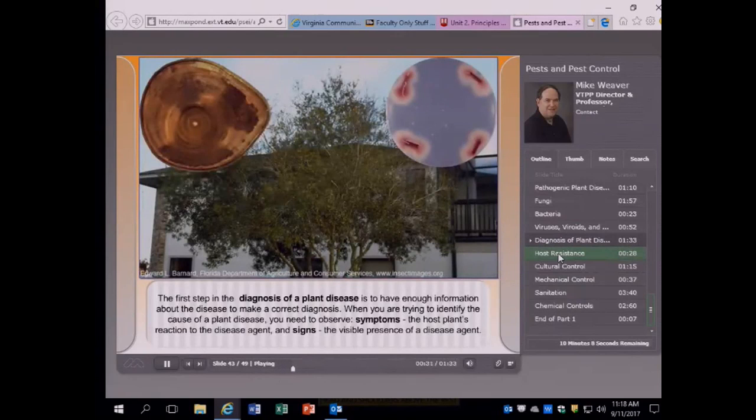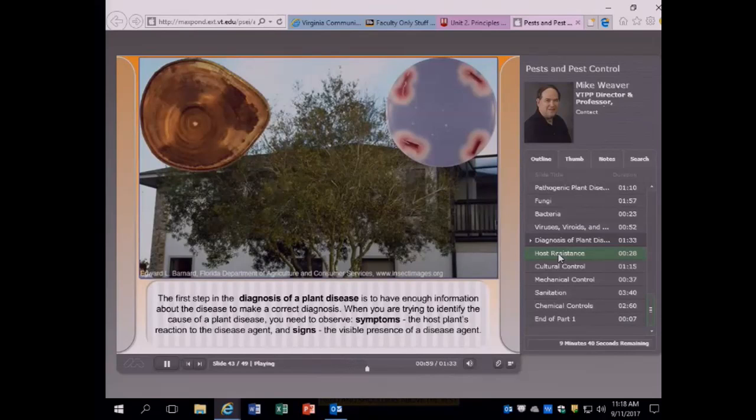And the signs. The signs are the visible presence of the disease agent. Many plant diseases cause similar symptoms in the host plants. Such things as leaf spots, wilts, galls on roots, or stunted growth may be caused by many different agents, including many that are not pathogens. For example, the symptoms may be a result of mechanical injury, improperly applied fertilizers and pesticides, or frost.